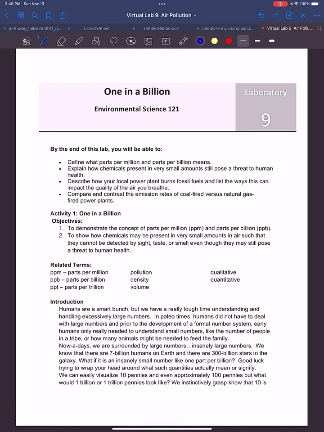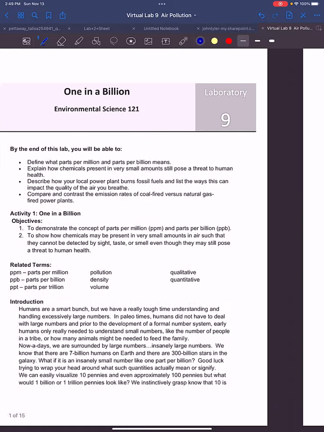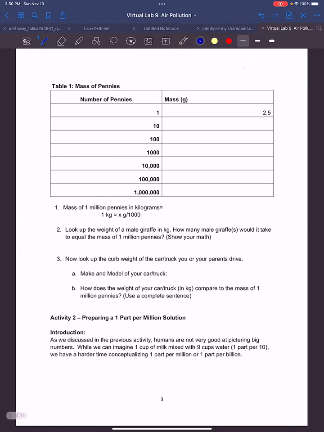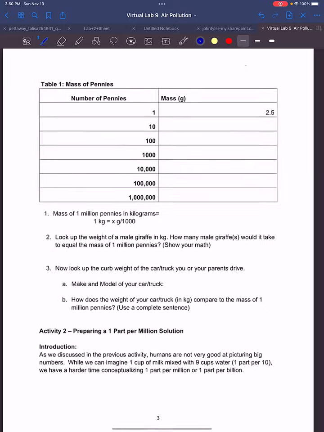Hello and welcome to a quick tutorial on Lab 9, 1 in a billion. I've had a couple questions about how to do this table and calculate the mass of a million pennies. So let's start with table 1.